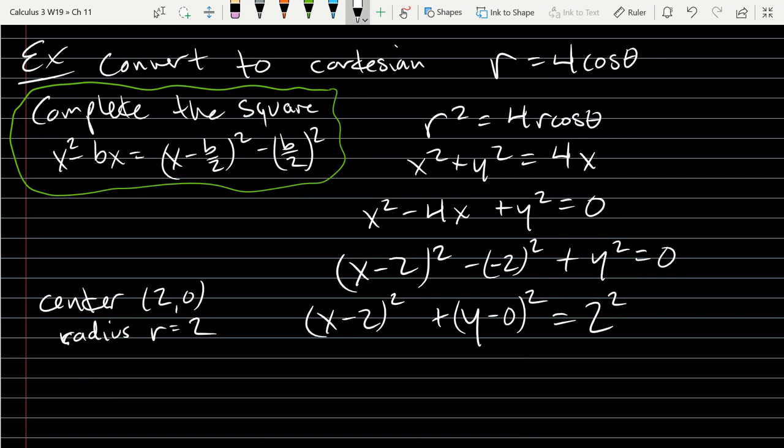We were technically done on the second step right here where I put the check mark. We turned it into rectangular. But if I asked you to graph it, you'd probably want to go to that last version down there so you can graph it very easily, instead of making a big table of values and plotting points, only to realize that you have a circle and where the center and the radius was.